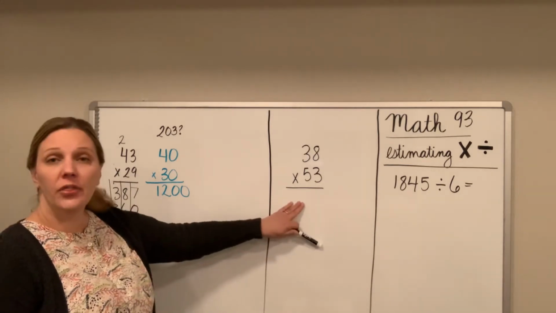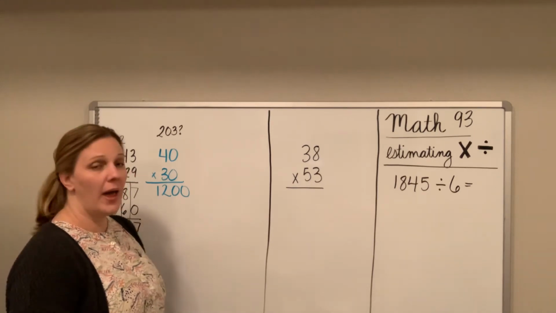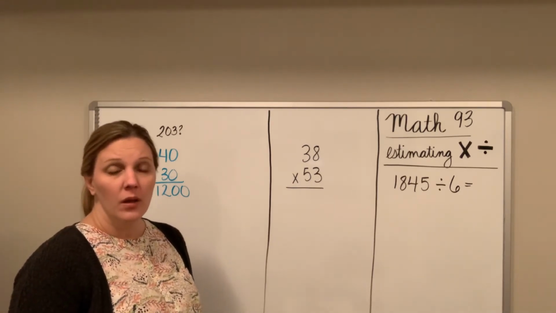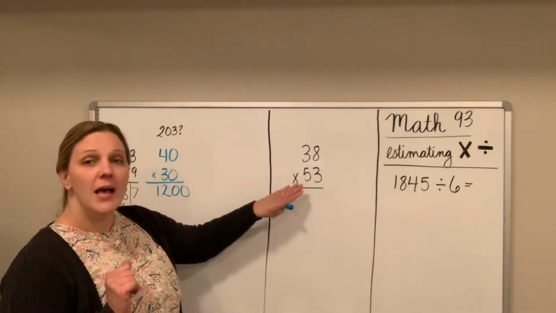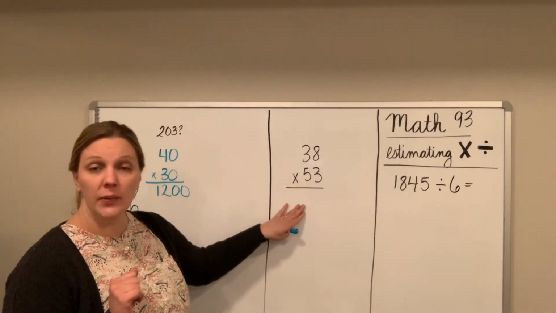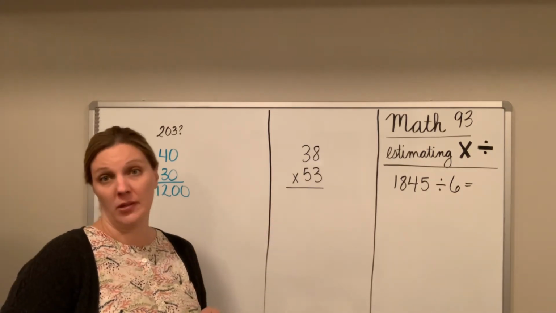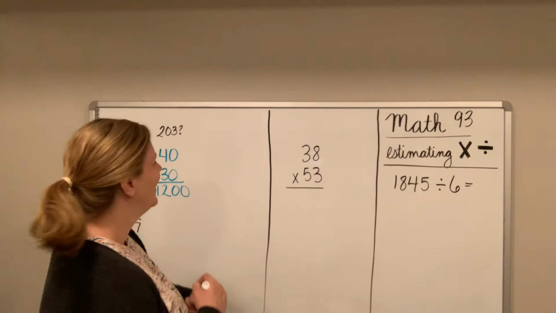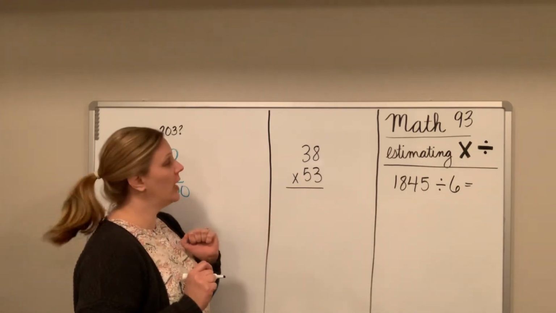Now let's go ahead and look at 38 times 53. For this one, I want you to pause your video and try to estimate 38 times 53 on your dry erase board. And then after you've done that, come back and see if you got the same answer that I did. Okay? All right, I'm going to show you what I got for estimating 38 times 53.